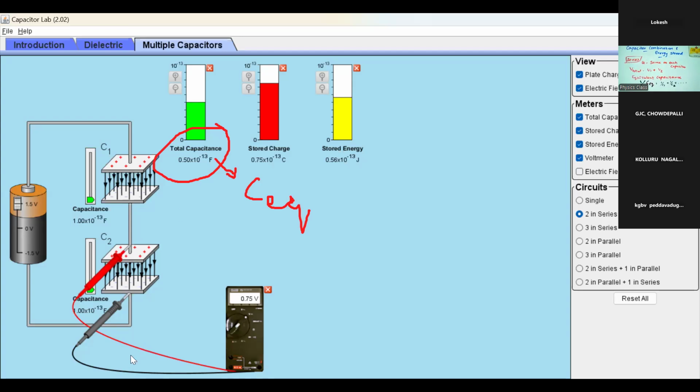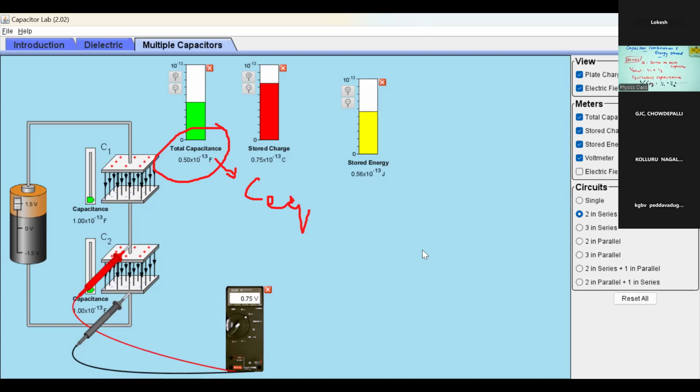Now, just note the stored energy here: 0.56 into 10 power minus 13 joule. So energy E is equal to 1 by 2 CV square. I will write on the board. So 1 by 2, C total is 0.5 farad and V is 1.5. So we will get 0.5625. Okay, this is all for series connection.